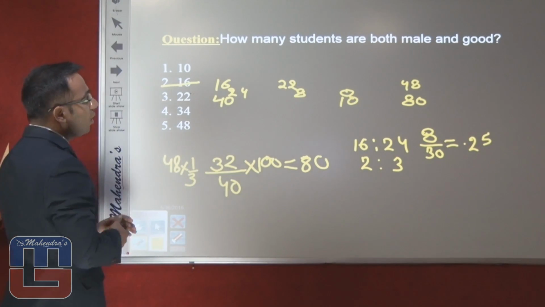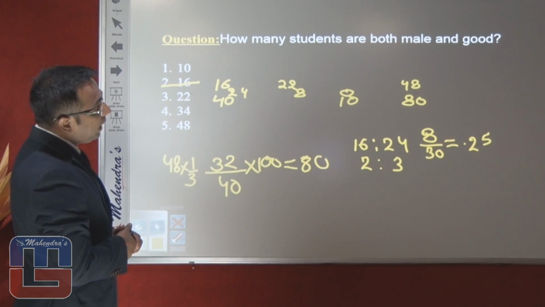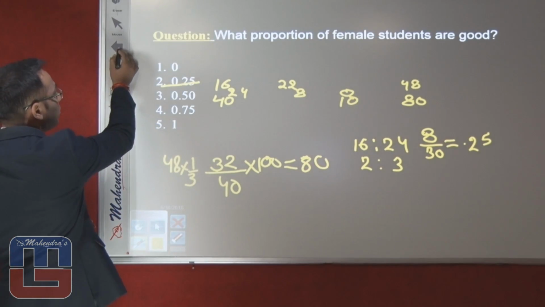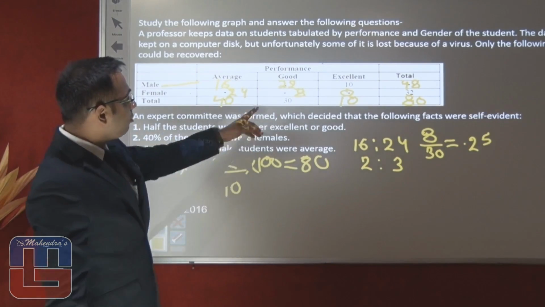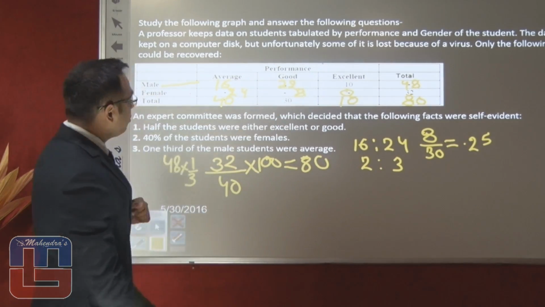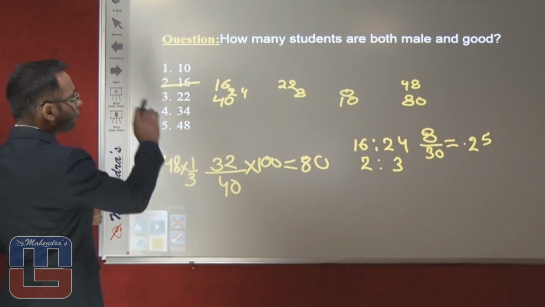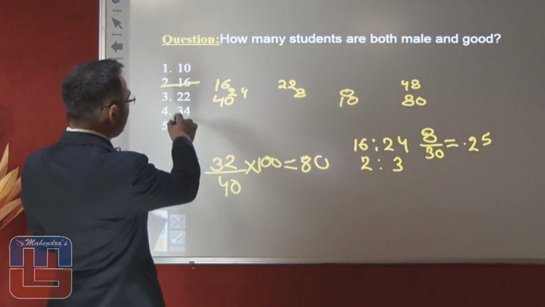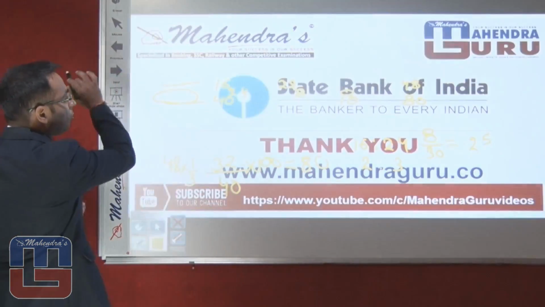The next question. How many students are both male and good? Male and good is 22. So the answer is 22.